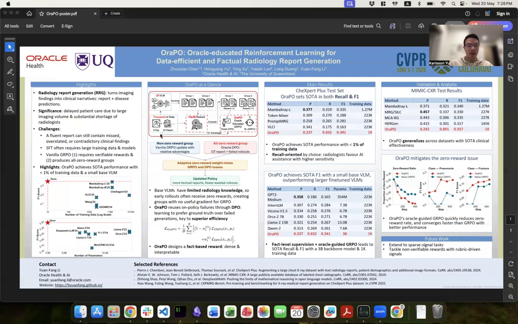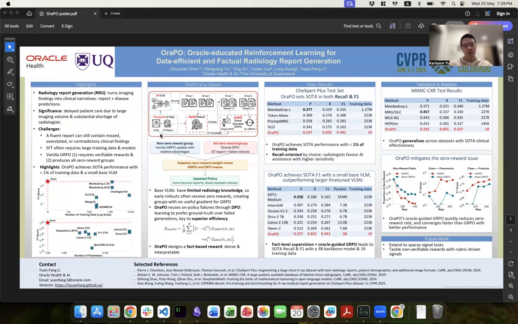OraPO adaptively switches behavior. For the informative groups, we use normal GRPO updates. For all-zero groups, we convert failed explorations or rollouts into preference pairs against the Oracle ground truth report. This effectively transforms failed explorations into supervised preference learning. So OraPO combines exploration from reinforcement learning and stability from DPO in a unified framework. You can think of it as an Oracle-guided recovery mechanism for sparse reward reinforcement learning. Another important contribution is our fact-based reward design, which provides denser and more clinically interpretable supervision.